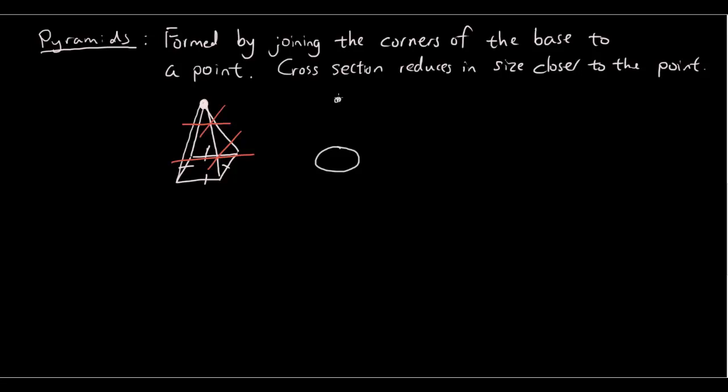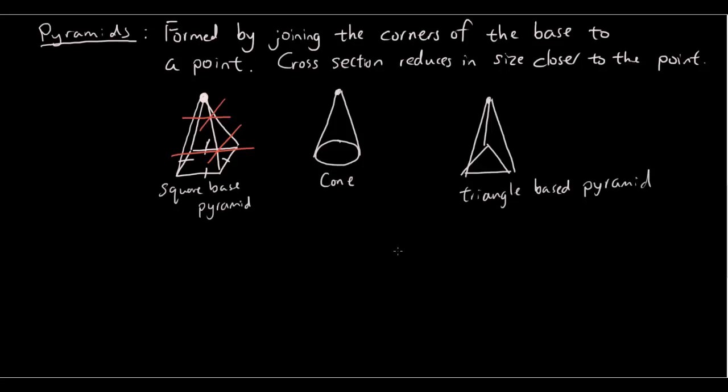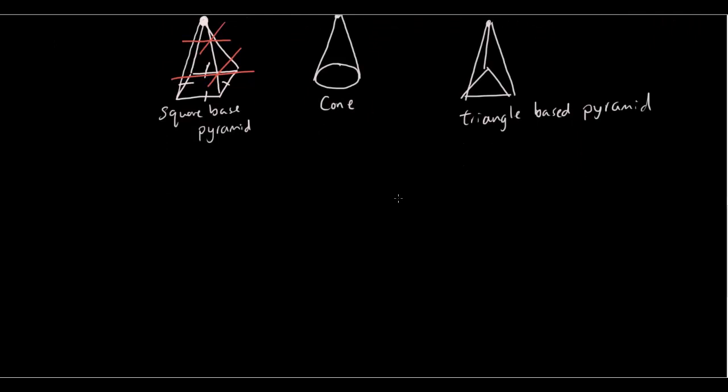If your base is a circular shape, then we also call that a cone. So that's a square base pyramid, and that's a cone. You can also have a triangle as a base. So if that's your base and you have a pyramid joined like that, then this is a triangle base pyramid. Hopefully you will be able to draw better looking shapes. So basically those are the main ones, and the last one is spheres.